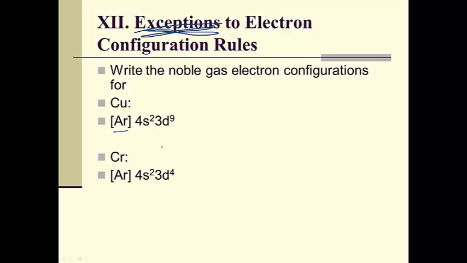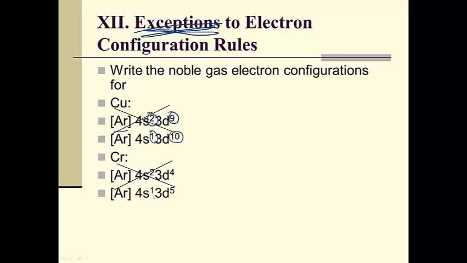But it turns out that the actual configurations for copper and chromium are not what we expect. For copper, it's 4s1 3d10. The total number of electrons is still the same: 2 plus 9 is 11, and 1 plus 10 is still 11. So all electrons are still accounted for. And for chromium, it's 4s1 3d5, not 4s2 3d4. So the question is, why is it like that?